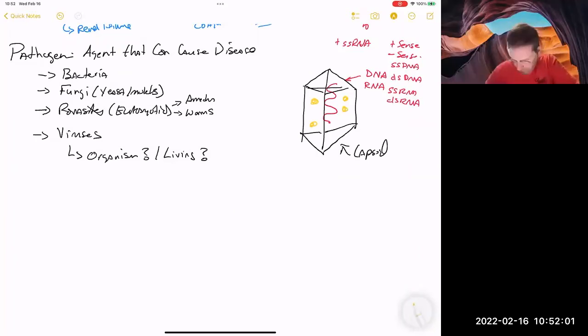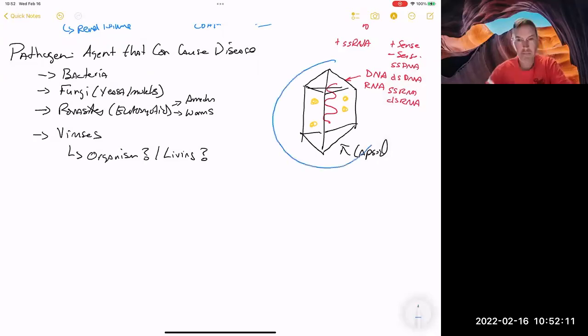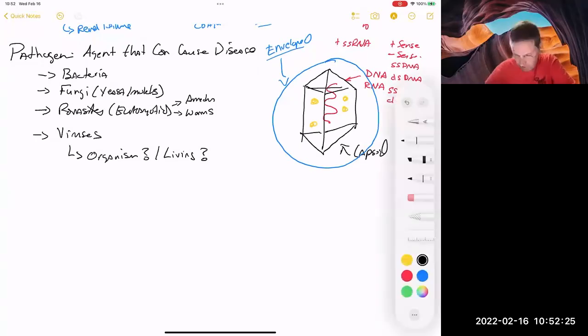And the capsule or the capsid may or may not be surrounded by a plasma membrane. If it is surrounded by a plasma membrane, we say that it is an enveloped virus. Some viruses have an envelope and some viruses do not. If it's just a capsid, there will be proteins on the surface of that.